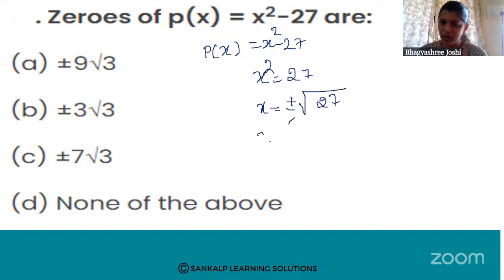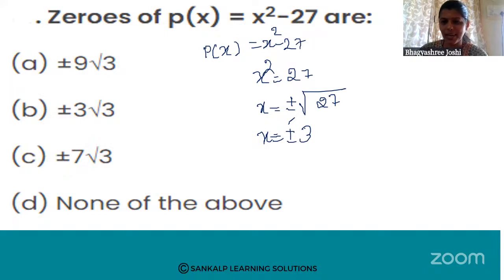Now tell me the square root of 27. Here, two roots, two zeros, we are getting. That is plus or minus 3. One is plus 3, another one is minus 3. So plus or minus 3.